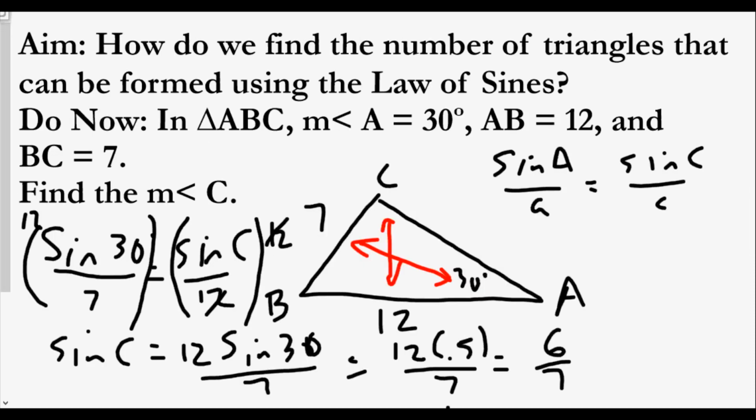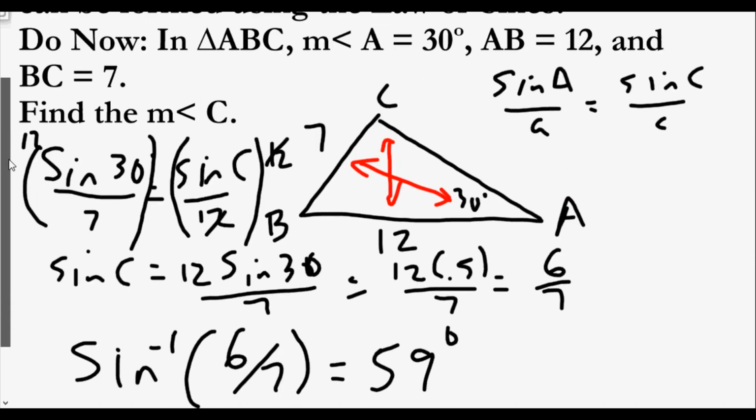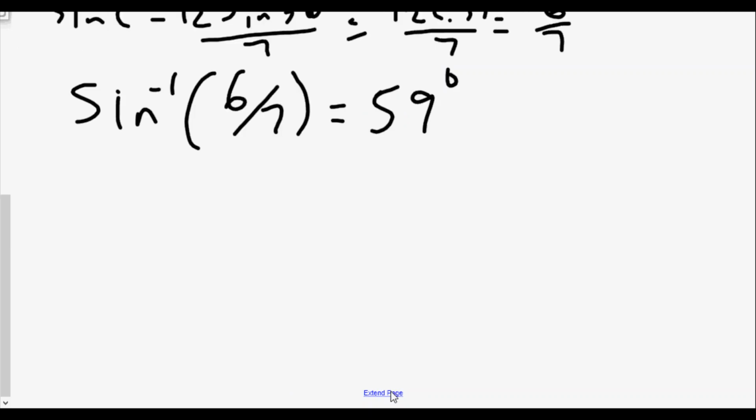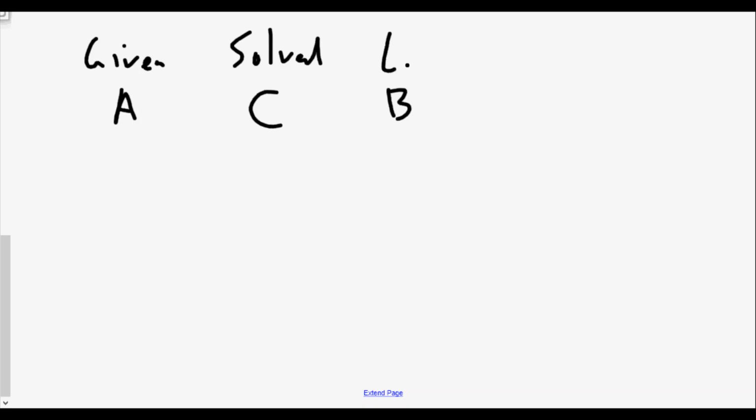Come back to here. What I'm going to do is make a table based upon the angles. So here we had angle A, and we had angle C, and the leftover, so here's angle B. This angle was the given angle. This angle was the solved angle, the angle we solved using the law of sines. And this was the leftover angle.